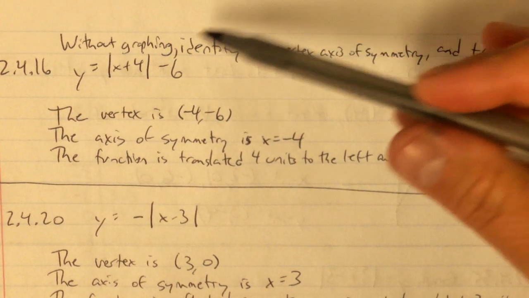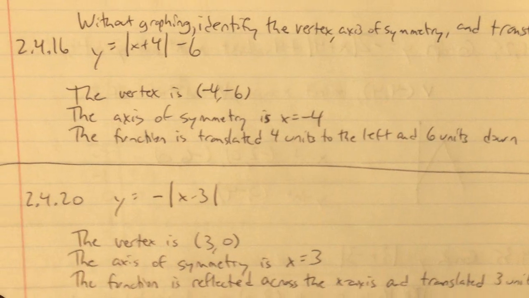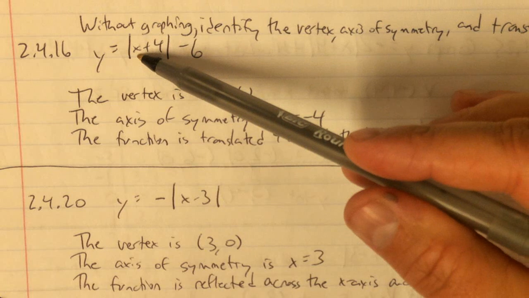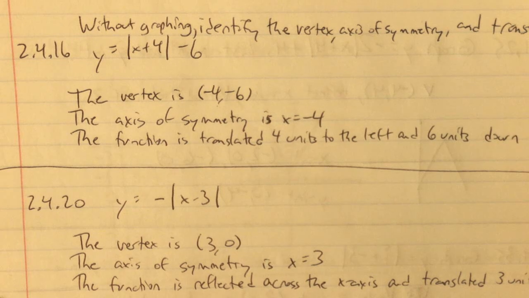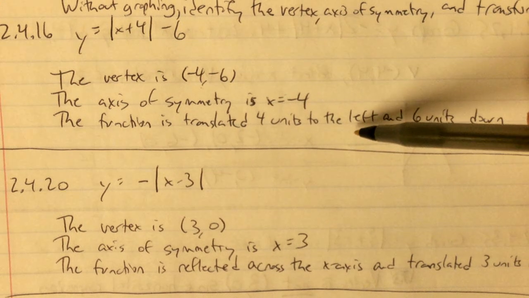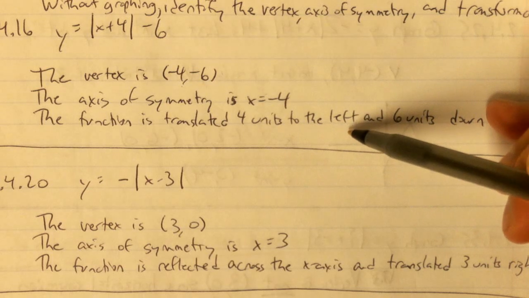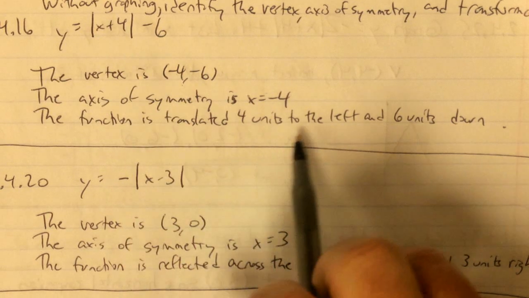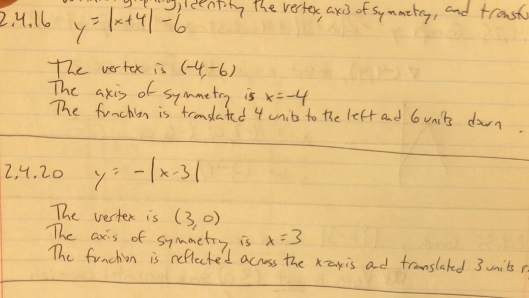On this one, it says, without graphing, then identify the vertex, axis of symmetry, and the transformations. So you have the absolute value x plus 4, then -6. So change the sign and make that your vertex, -4. Keep the sign for the y value. Then your axis of symmetry is just the x equal -4. Then the sentence about it is it's translated 4 units to the left and 6 units down. So based on the x plus 4, we went 4 units to the left. And then based on the -6, we went 6 units down.